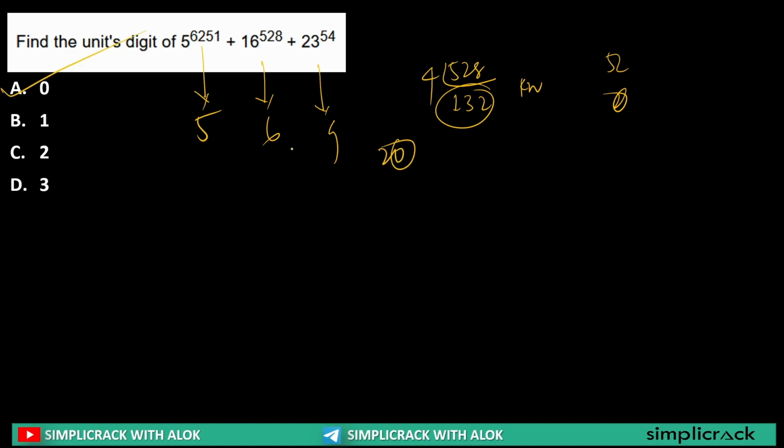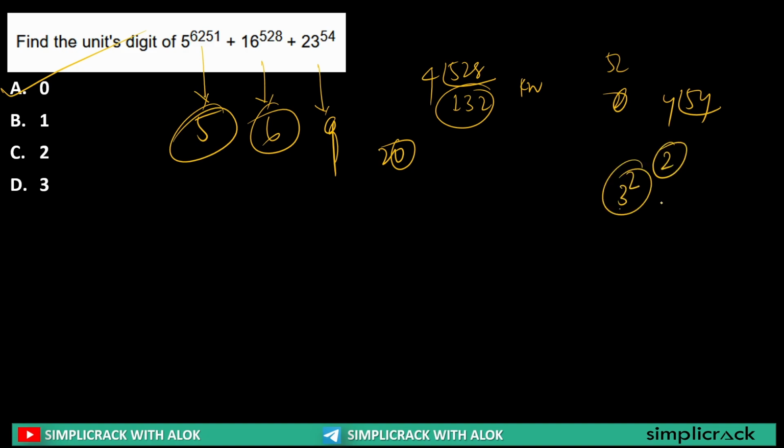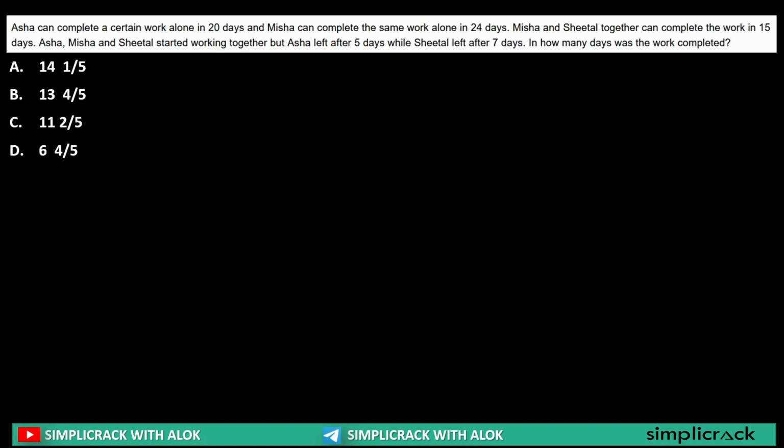How did I find out? The unit digit of 5 is 5, unit digit of 6, and the unit digit of 3, that is 54. If I divide by 4, the remainder will be 2. So 3 square, that is 9, is the remainder for this whole thing. And if I add it, I find out 20. That means 0 is the unit digit.